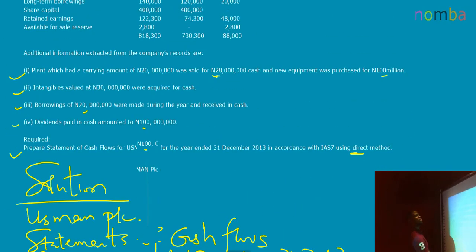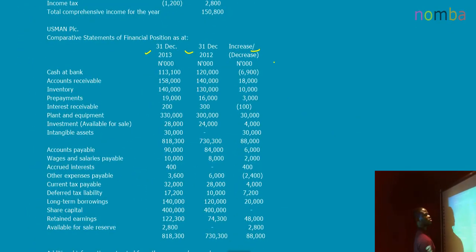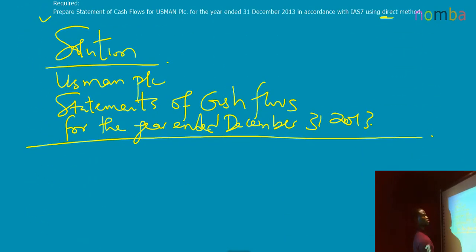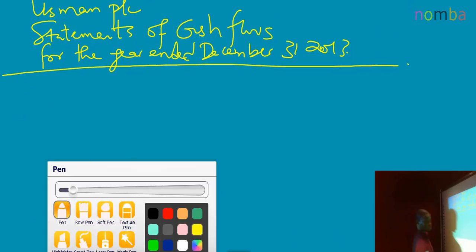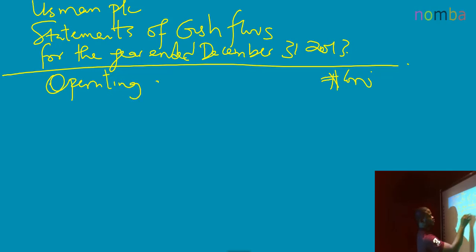Okay, let me see the way the statement is presented. The level of rounding off, it was in thousands, which is exactly how I will present my solution, in thousands. So the first item here will be items of operating activities.